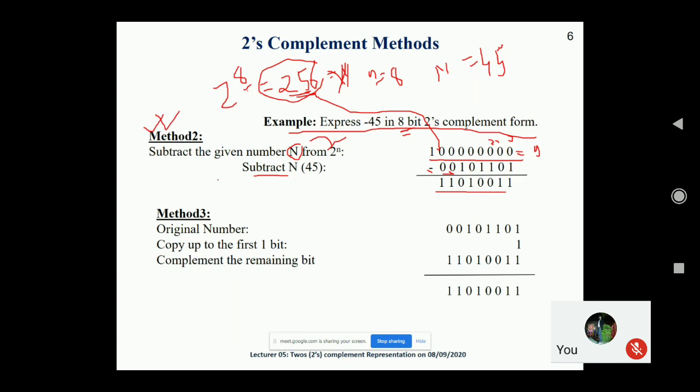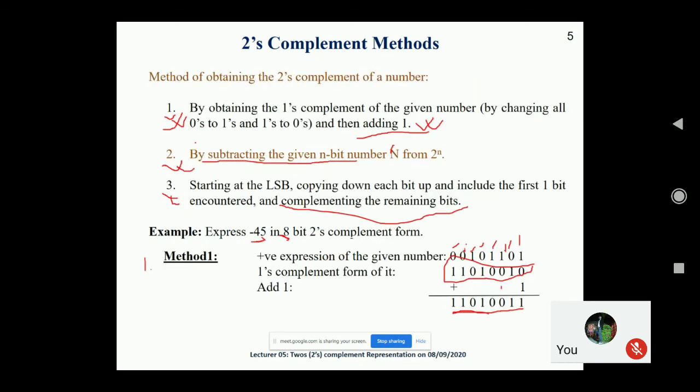The second method says that by subtracting the given n-bit number N from 2 to the power n. I'm discussing already what n is. So that means we are using 2 to the power n minus N. Here we are not using any 2's complement and all those things. Remember, this is the method of 2's complement, just we are using this particular concept.